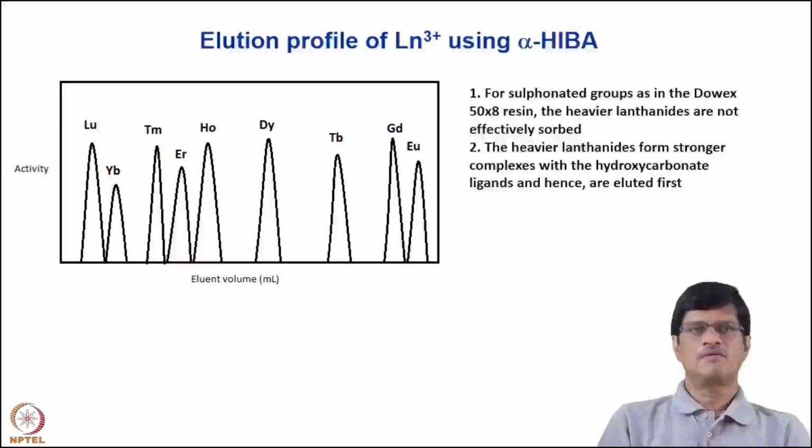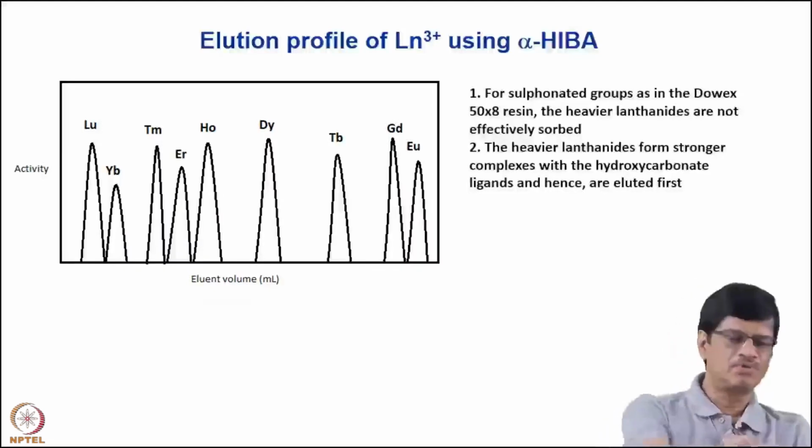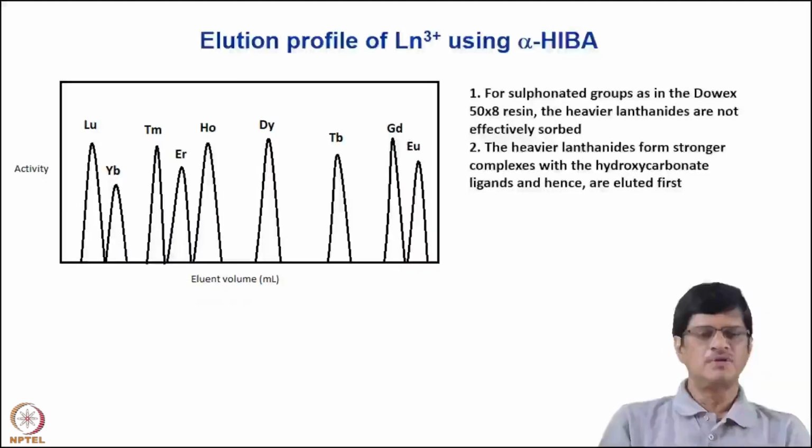So here the heavier lanthanide is eluted first and the lighter lanthanide is eluted later. See the trend here. Lutetium comes out first, then ytterbium, then thulium, then erbium, then holmium, like that it goes on, and it goes up to europium. The same trend also holds for the actinides, which I will be showing.